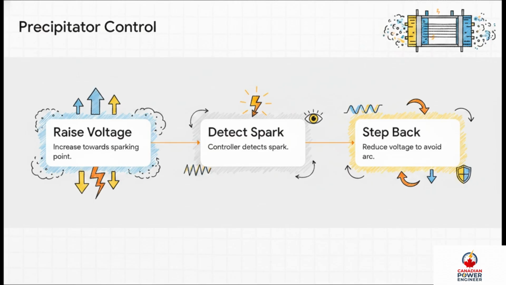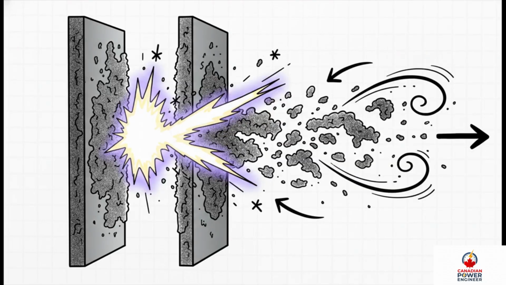It's a simple, step-by-step, closed-loop logic that your automated controller uses. To get maximum collection efficiency, the system constantly raises the voltage between the electrode wire and the collection plate. It pushes the voltage right to the very edge of a cliff until it detects a microscopic spark. The split second it feels that spark, it steps the voltage back down to a safe level. Why is backing away from that spark so absolutely critical?